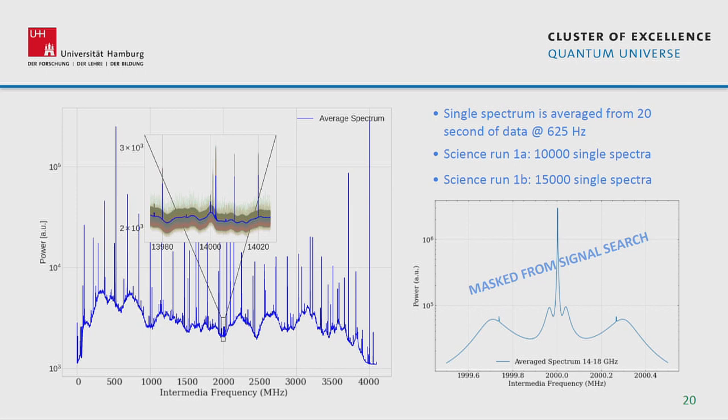If you look into this subplot over here, the red band is just the single spectrum for 20 seconds of data. And the blue line is the RF spectrum from 10,000 single spectra, which is scaling as you expect: the noise should be decreasing.